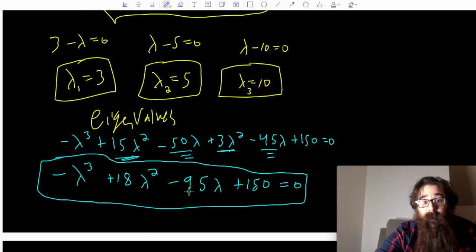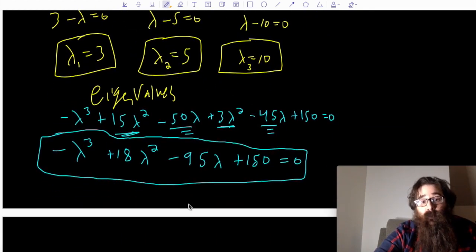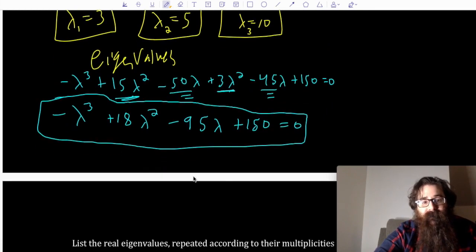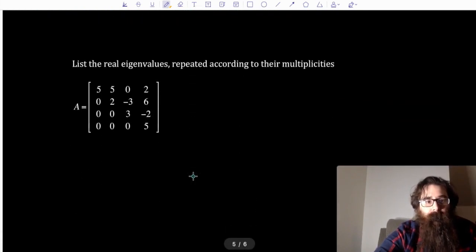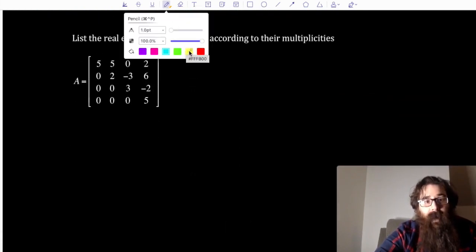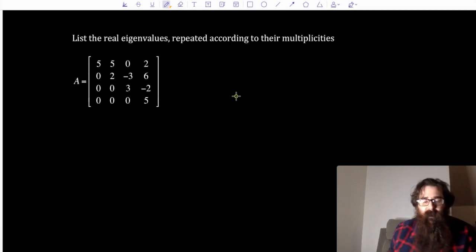Because now I would have to factor this. And I can factor it with factoring by grouping, but that's not going to be fun, right? But is it doable? Yeah. Is it fun? Nah. So I like factoring more. Let's list the real eigenvalues repeated according to their multiplicities.